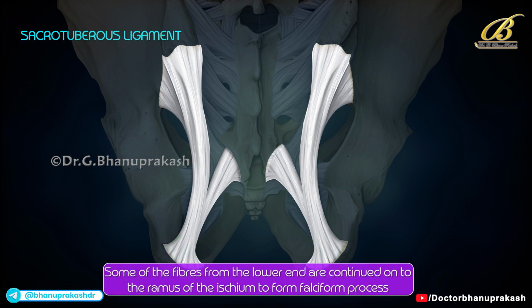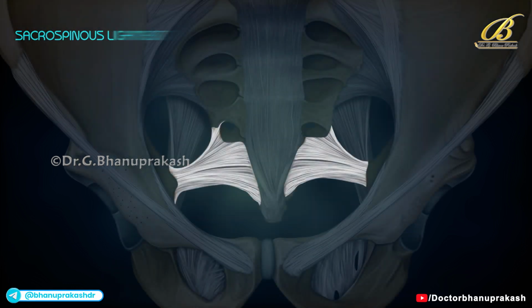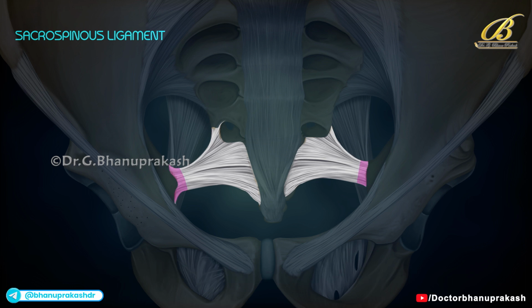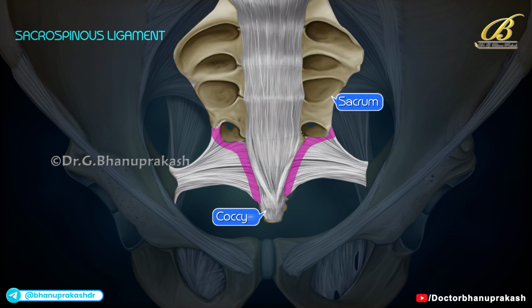Some of the fibers from the lower end are continuous onto the ramus of the ischium to form the falciform process. Sacrospinous ligament. The sacrospinous ligament is a triangular sheet of fibrous tissue with its apex attached laterally to the ischial spine and base attached medially to the side of the sacrum and coccyx.